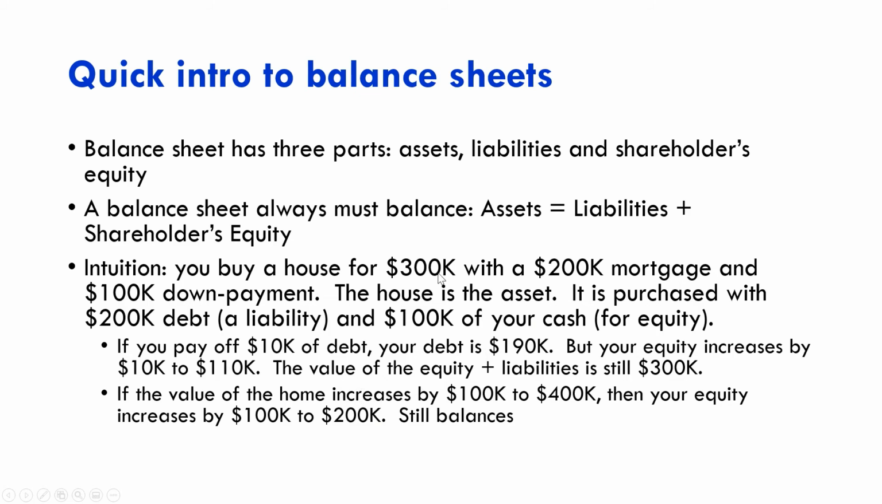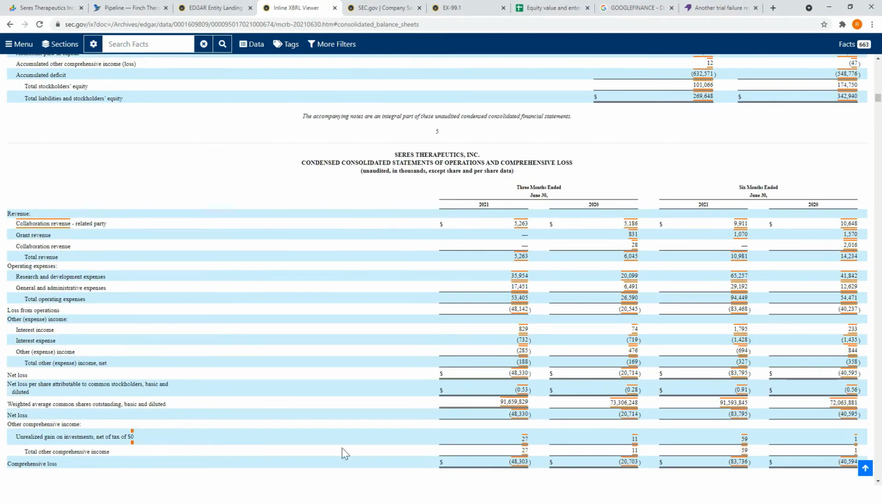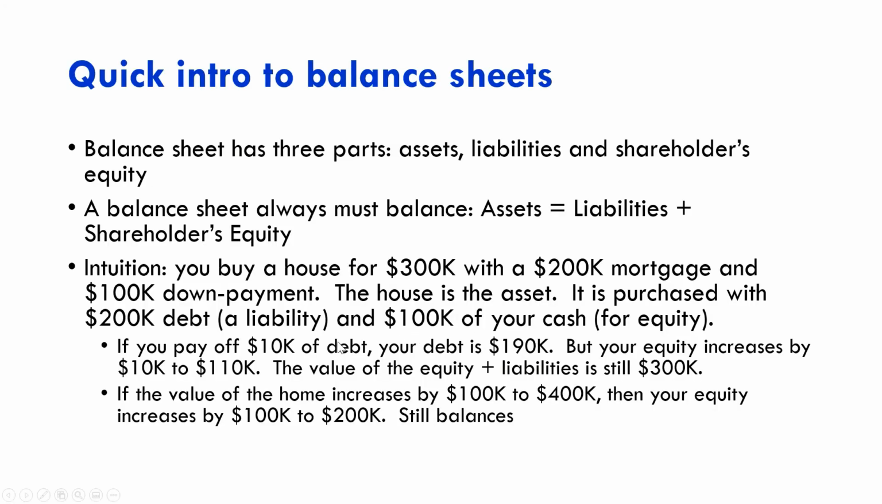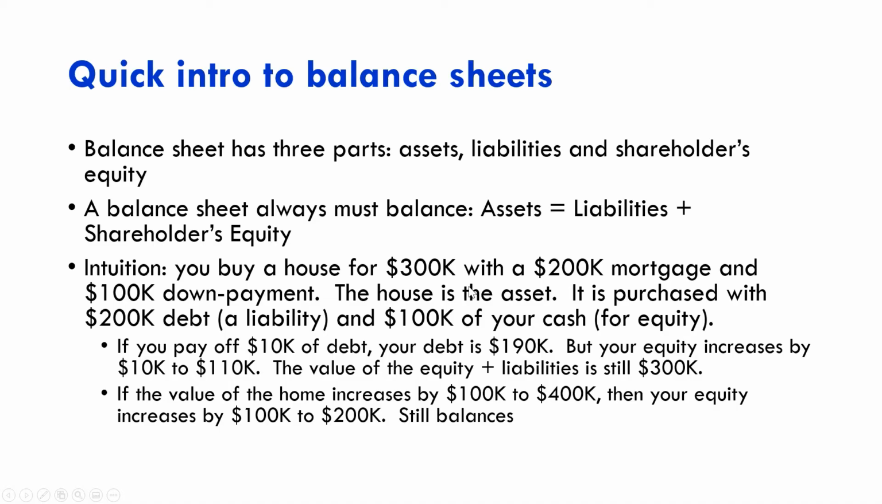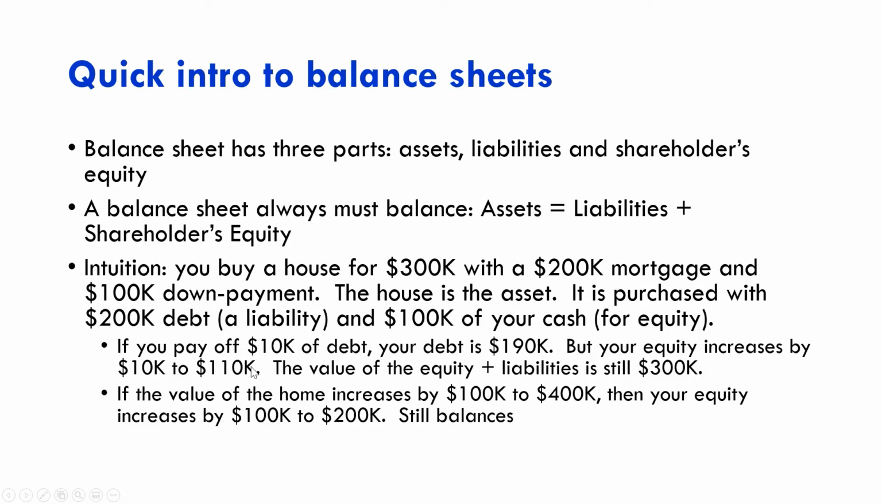This is maybe just a sneak preview of other financial statements, the income statement and then the cash flow statement, and they all tie together. An example of that is if you pay off $10,000 of debt, your debt will go down to $190,000 in the balance sheet. So this $200,000 will go down to $190,000. But because it always has to balance, and assuming the value of the house is the same, your equity will increase by $10,000 to $110,000.